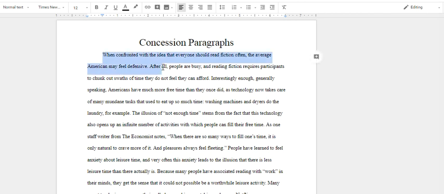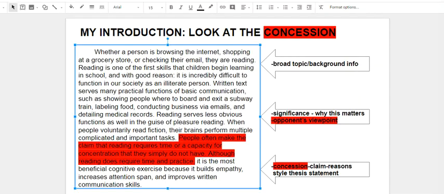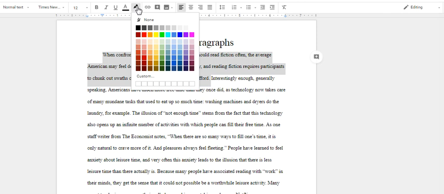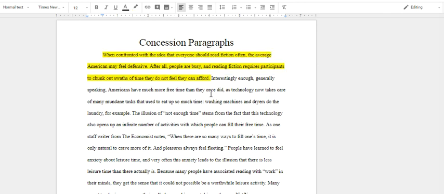So the first part I have, when confronted with the idea that everyone should read fiction often, the average American may feel defensive. This is kind of just setting up the fact that this is the beginning of my concession section of my research essay, okay? Because I haven't gotten into a specific reason. But the next sentence, I talk about the specific reason that people give that I'm going to unfold in this paragraph, which is about people being busy and not having enough time. But regardless, both of these sentences would be the T part of the TICA, okay? Both of these sentences address a topic that I am then going to unravel or support, rather, with evidence. So we're going to highlight this part yellow, as you should with your yellow highlighter on your paper, to show that this is the topic part.